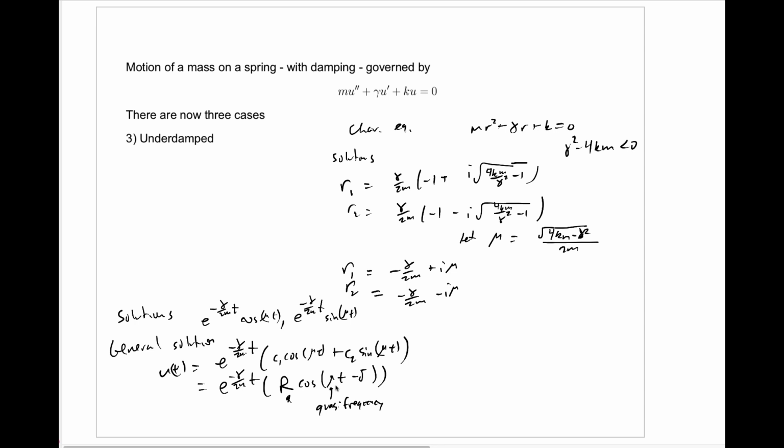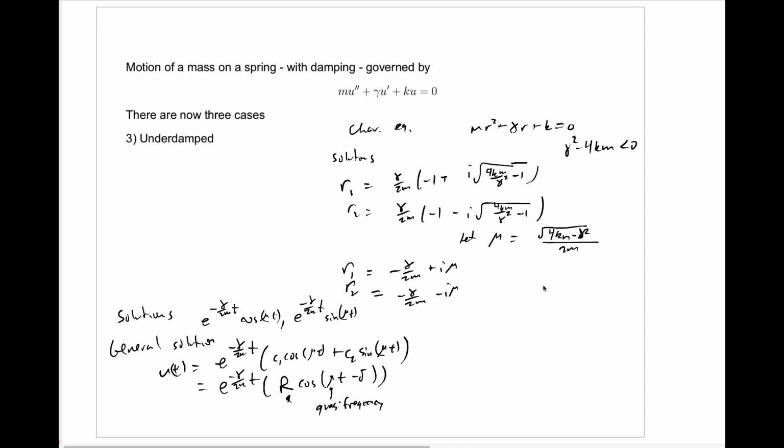We call it the quasi-frequency because cosine of mu t minus delta will be a single cosine wave with period 2 pi over mu, so it would be the frequency for that function. But the whole function u of t is not periodic because it has the amplitude r multiplied by e to the minus gamma over 2m times t, which dies down pretty quickly as t goes to infinity.